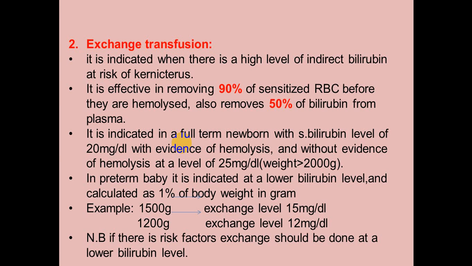And here the role of the exchange transfusion in treating hyperbilirubinemia, it will act by removing 90% of the sensitized RBC in cases of Rh isoimmunization and ABO incompatibility, before they are hemolyzed, and also remove about 50% of the bilirubin from the plasma. So it will reduce the serum bilirubin by this method.